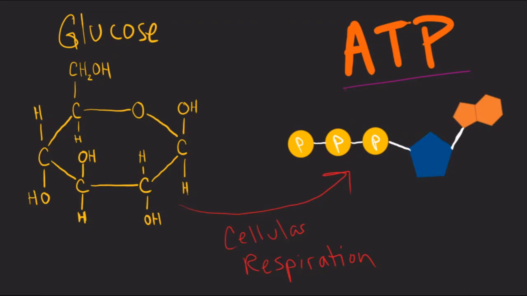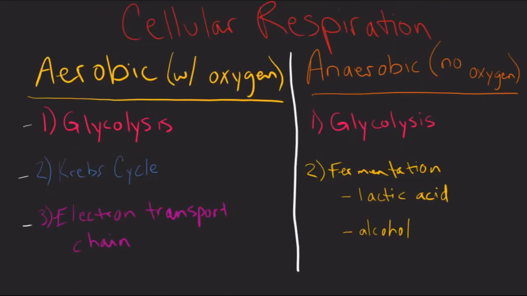Everything runs on ATP in your cells. That's the cellular energy currency, so to speak. And cellular respiration produces that. Well, if we have oxygen, we can put it through all the steps, glycolysis, Krebs cycle, electron transport chain, because electron transport requires oxygen. But it gets us lots of ATP, 36 to be exact, for every glucose molecule.